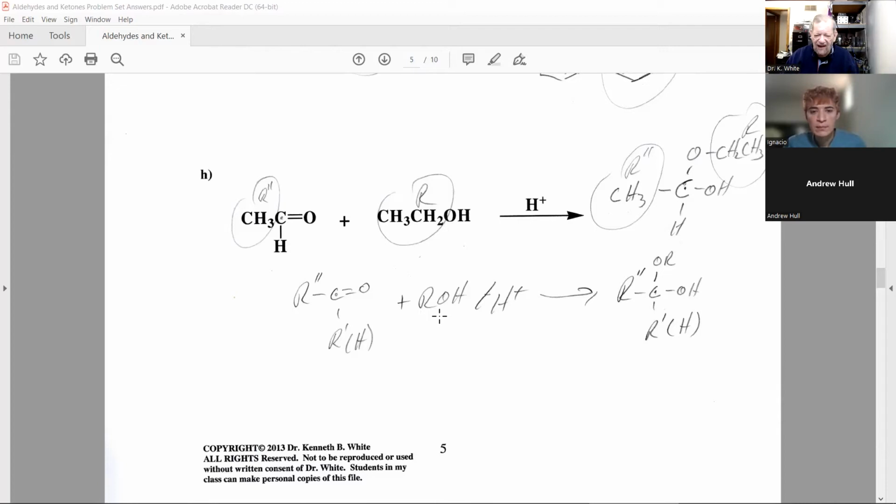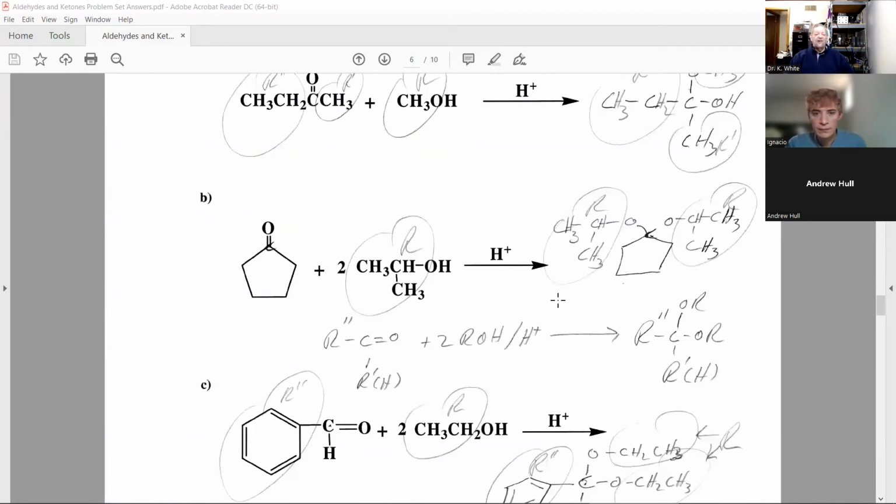Aldehyde or ketone, alcohol and acid, keep your eye on the carbonyl carbon. That's why I got the dot there. Am I nice or am I nice? Don't answer that. And what's attached to it, R prime and R double prime, will be there in the product. But on that carbon, you'll have a hydroxyl group when it's one alcohol molecule. In this case, H is our R prime, methyl is our R double prime, it's on that carbon, OH, oxygen, and my R group is ethyl.